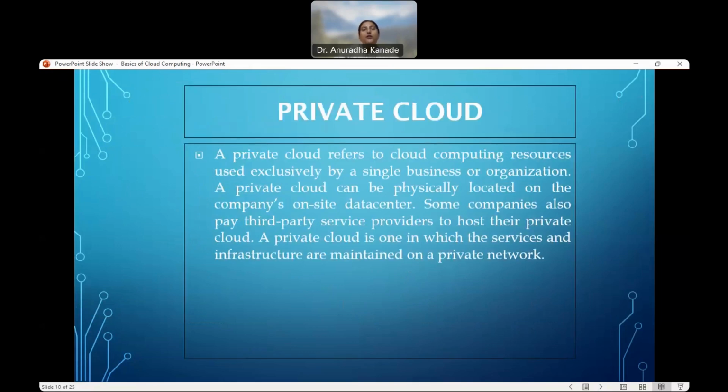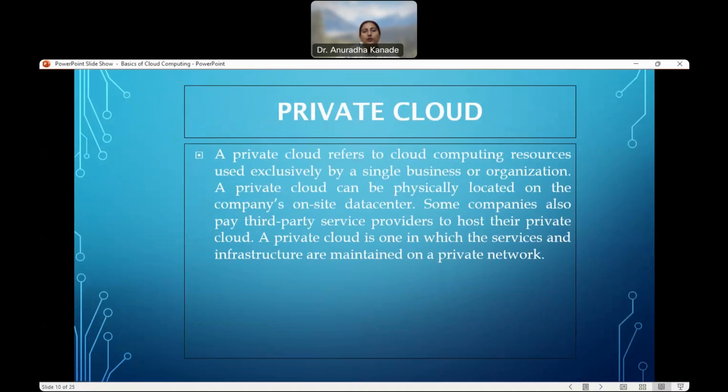Private cloud. The private cloud refers to cloud computing resources which are exclusively built for a single organization or business. So there are two options. A private cloud can be physically located on the campus of the company as a data center, or some companies can avail third-party services which are hosted at remote places, such as a cloud.